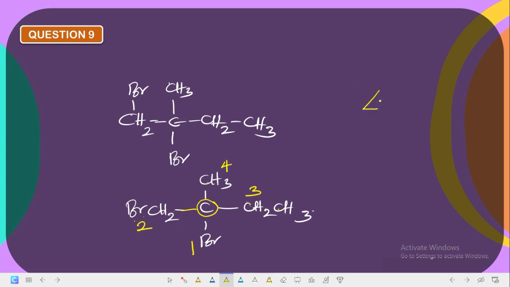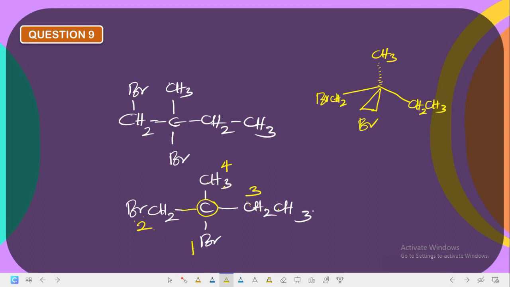So if you want to arrange it now, it will be something like this. Then we can use a dotted line to show that this one is coming up. Then what do we have here? Just a group and another group. Is that not so? So the way it is, what will be here? CH3. And what will be here? Br CH2. And then what will be here? CH2 CH3. And then what will be here? Br.